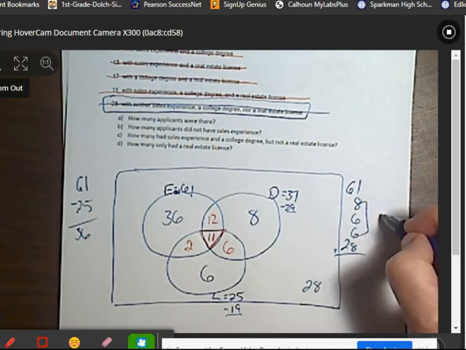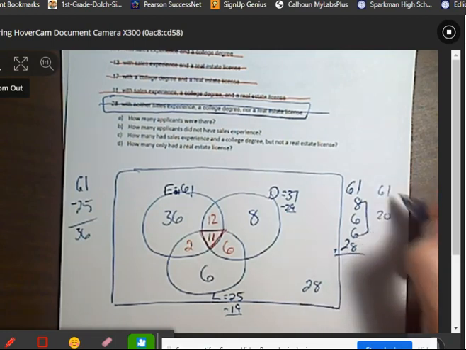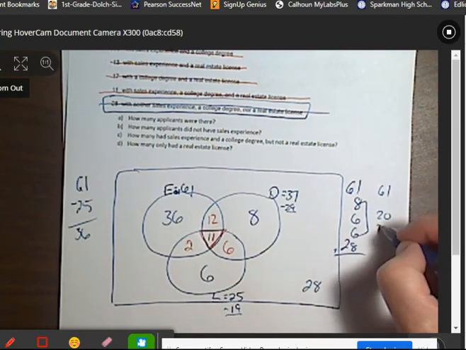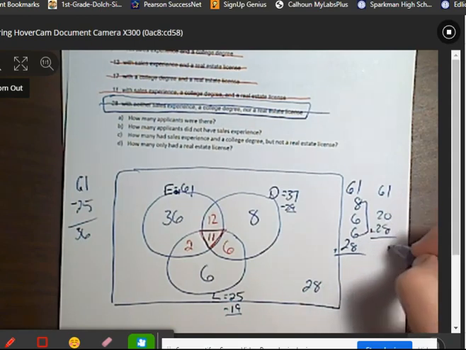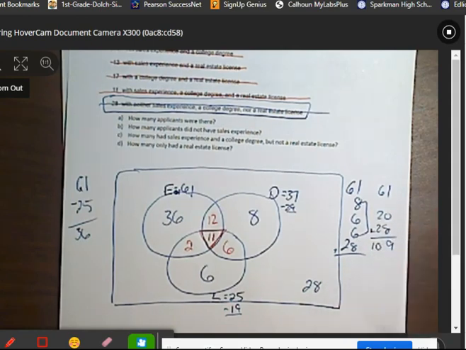That's all 3 of those together is 20. So that's 61, 20, 20. That's 9. Looks like that's going to be 109. Okay, so that would be part A.